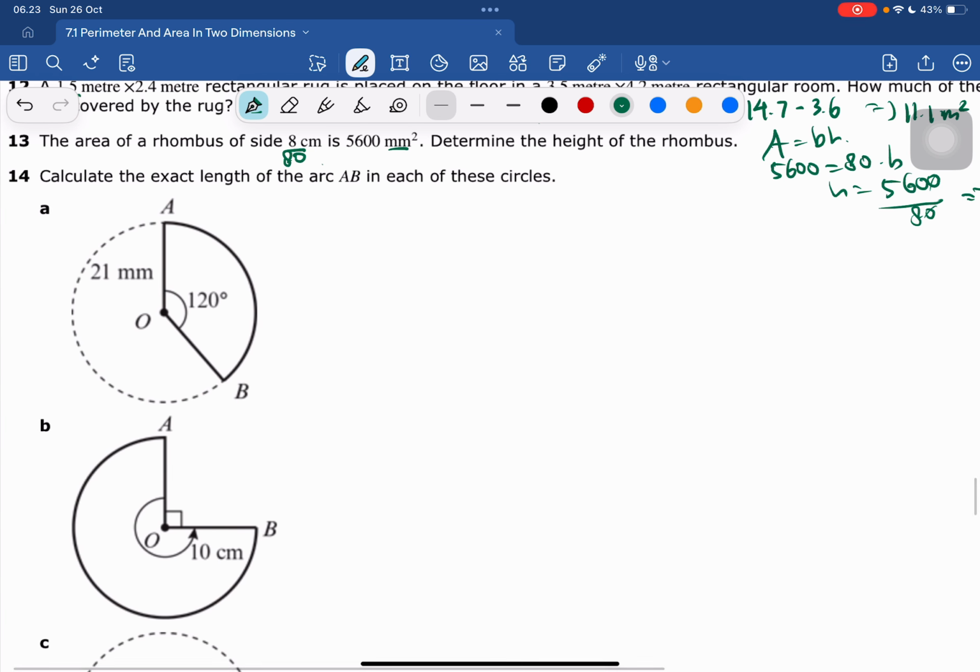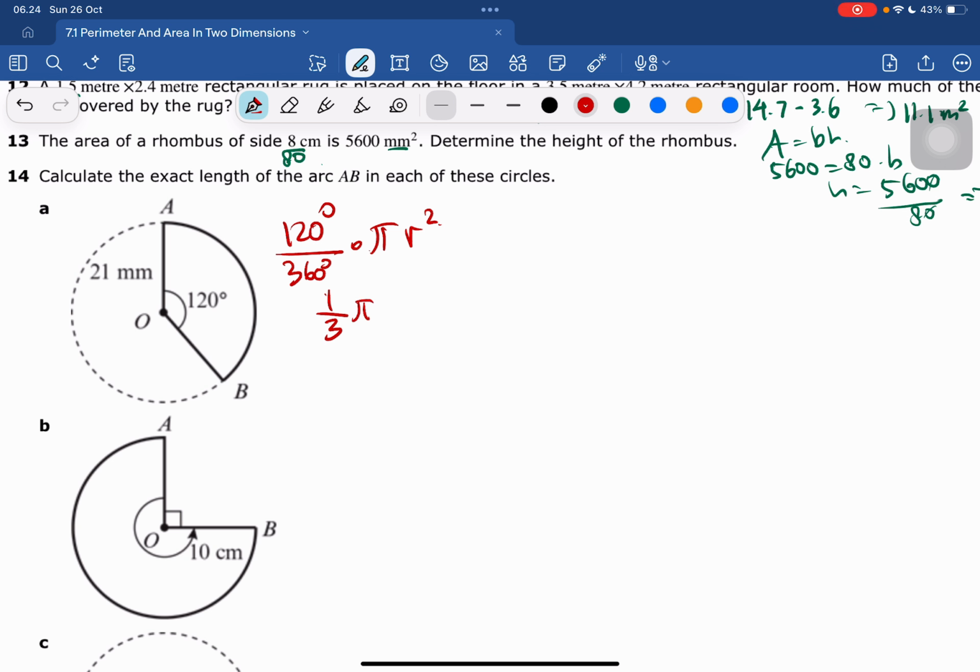Okay, AB is 120 degrees. So we can make it 120 degrees divided by 360 degrees total, multiplied by the area, which is pi r squared. So 120 over 360 we can simplify by dividing each by 120. So this is 1/3 pi r squared, with r equal to 21 squared. So 21 squared is 441.